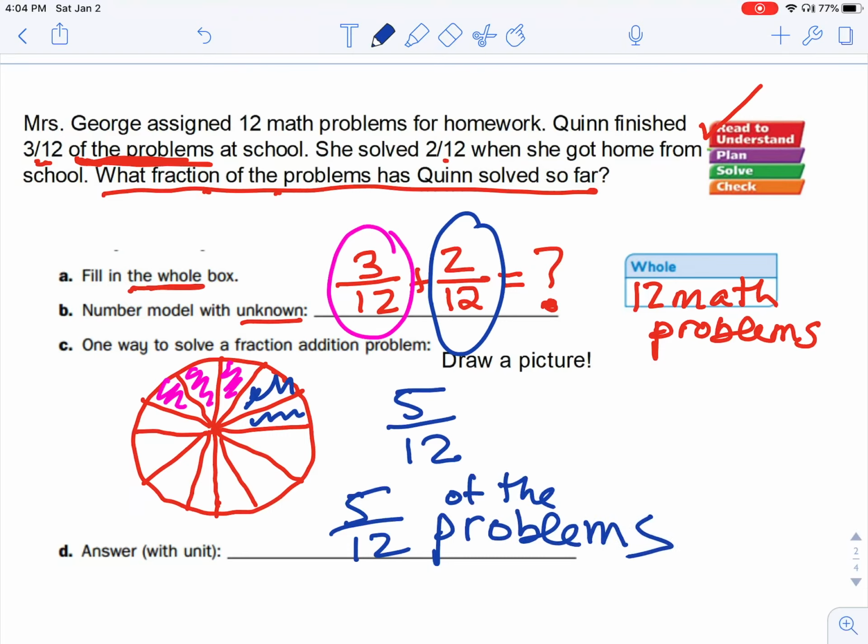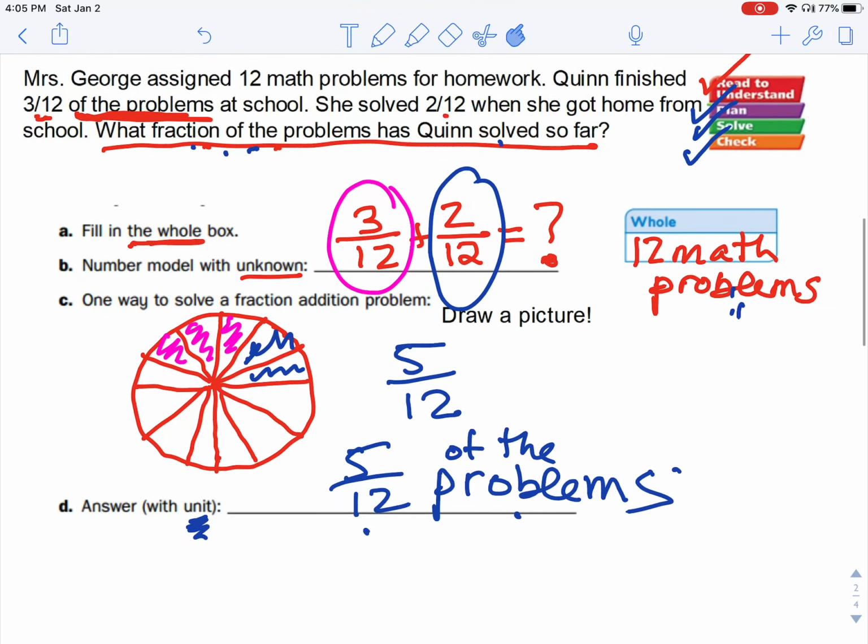Right, I have to remember to get my unit. And hey, my unit's going to kind of match my whole up there. So I made a plan, I solved, and then I'll check, did I actually answer the question? And does my answer make sense? What fraction has she solved so far? 5 12ths? Yes, I think that makes sense. Let's look at another one, and we're going to look at a different strategy. So this was the draw picture strategy.